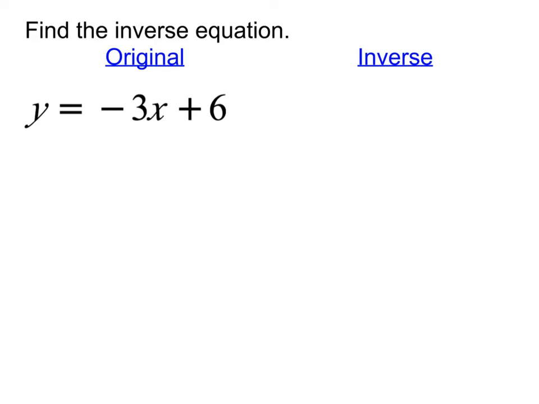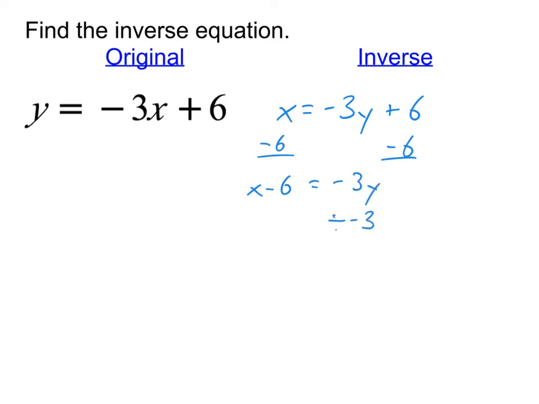All right, so to find my inverse, step one is to swap the x and y. So this is going to become x equals negative 3y plus 6. I now need to solve the equation for y. So in this case, that would mean subtracting 6 from both sides, and then dividing both sides by negative 3. And so having done that, that will leave me with x minus 6 over negative 3 equals y. All right, yeah, that is our inverse.